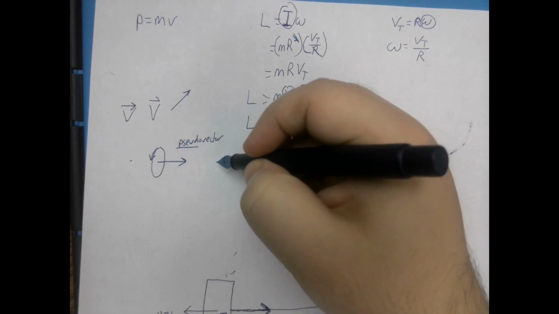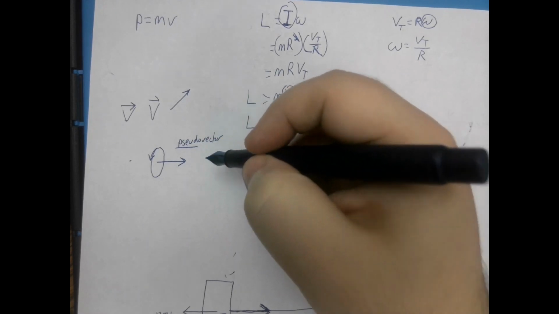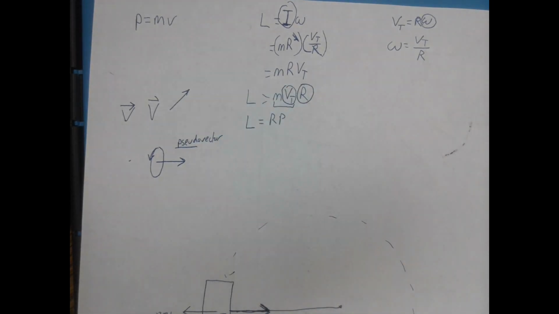The reason why it's not a real vector is because it depends on reference frame. A true vector, no matter how you look at it, always points in the same direction. A pseudo-vector changes based on how you're looking at it. But we'll continue tomorrow.